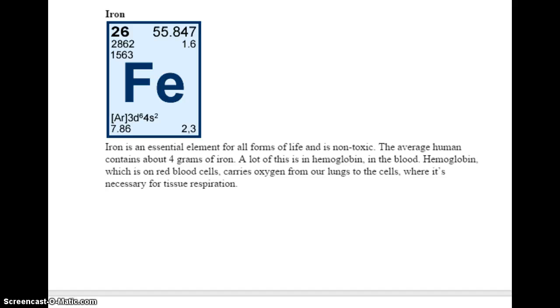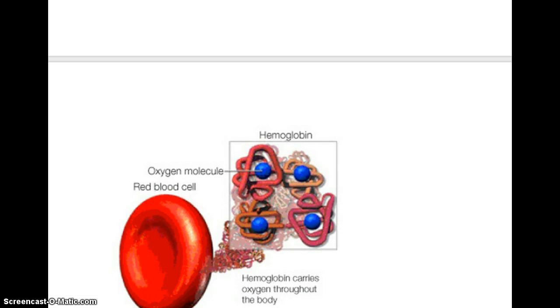The next one is iron, and iron is an essential element for all forms of life, and the average human contains about 4 grams of iron. And a lot of this is in hemoglobin in the blood, since hemoglobin is on red blood cells, which carry oxygen from our lungs to the body cells, since oxygen is necessary for tissue respiration.